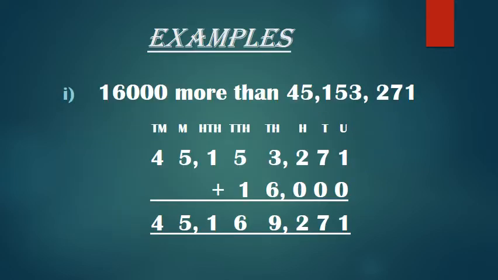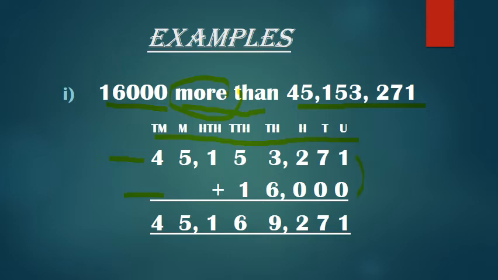Students, we can use more, sum, total, all together words for addition. So here is the first example, that is 16,000 more than 45,153,271. The word more means bigger. So let's add 45,153,271 to 16,000. First write the place values. Now start from the units place.